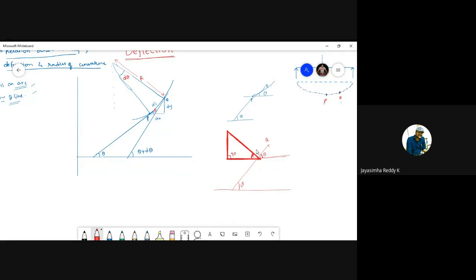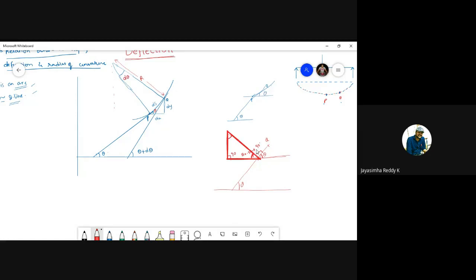This angle again is 90 degrees, students. Here this is 90. This angle is 90 plus theta, so this angle becomes how much? This angle becomes 180 minus 90 minus theta. Am I right?